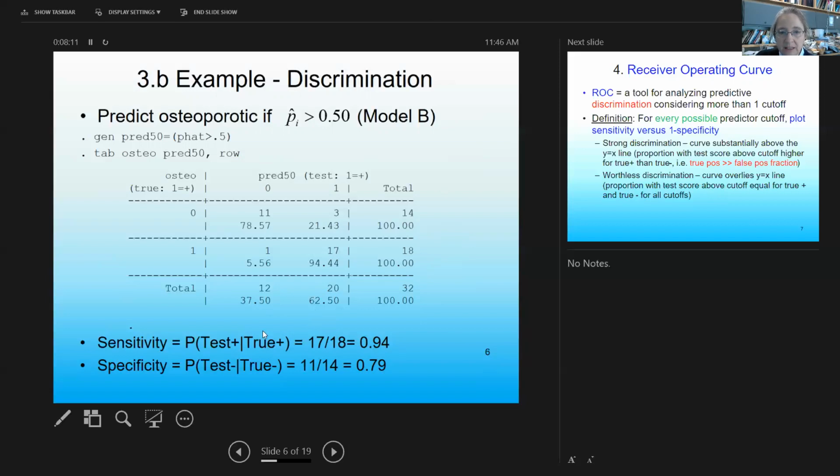Specificity, similarly, considers those who truly are negative. There are 14 of them. Of them, 11 test negative. So the specificity is 11 divided by 14, or 0.79. This is good specificity.